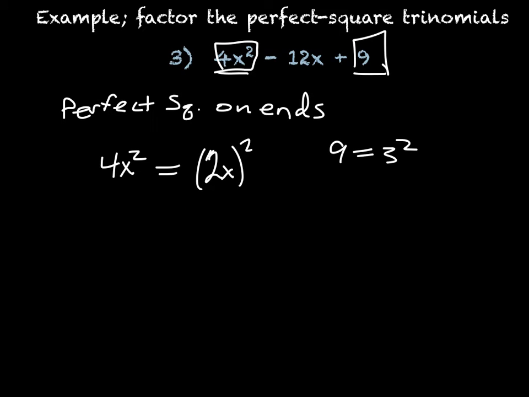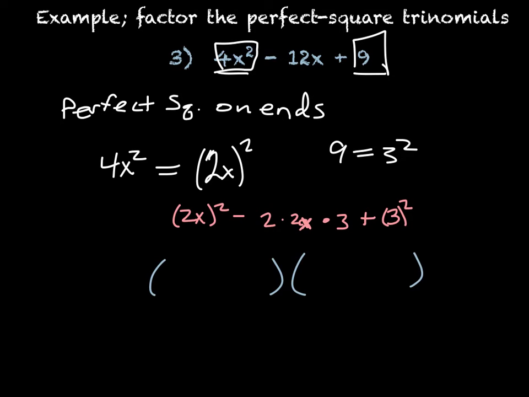So I have 2x squared minus 2 times 2x times 3, and if you multiply that together, you would get negative 12x, plus 3 squared. So that gives me my perfect square trinomial factored out. I have 2x minus 3 and 2x minus 3, because you take whatever's in here and whatever's in here.